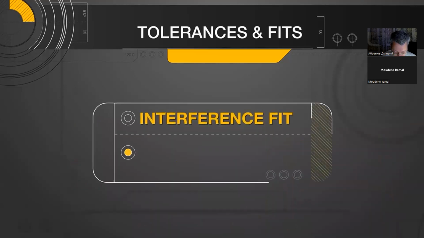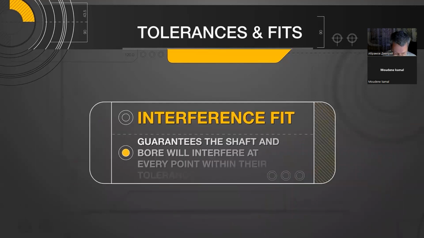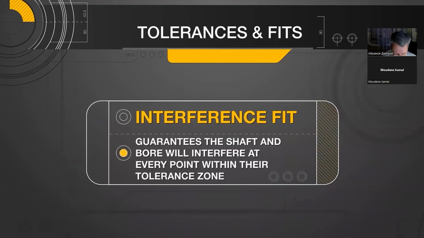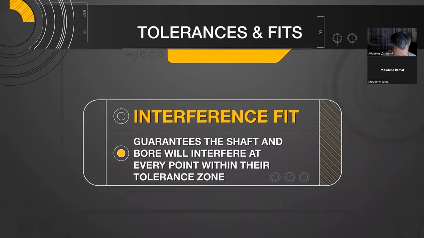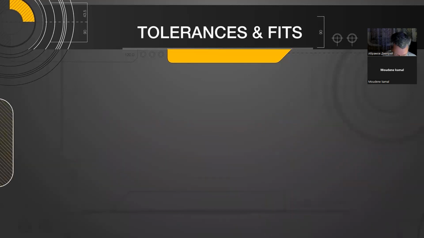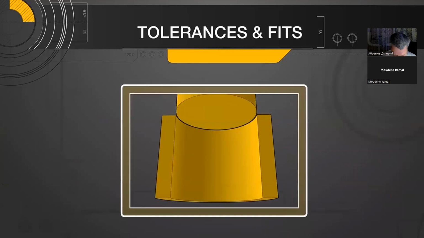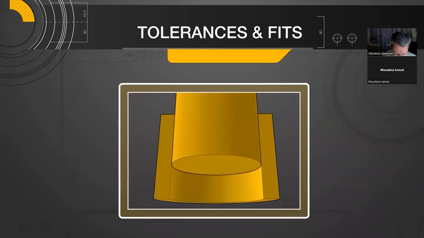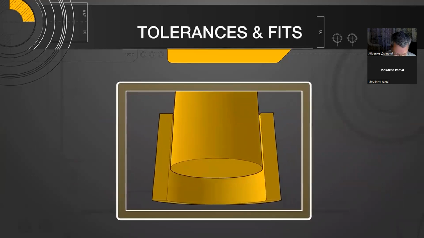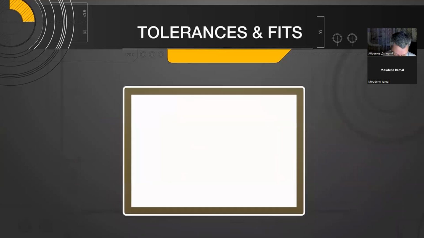An interference fit guarantees the shaft and bore will interfere at every point within their tolerance zone. This is commonly referred to as a press fit. Often the 2 components must be joined by excessive force or by altering the atmospheric temperature to slightly expand or shrink the diameter for assembly.